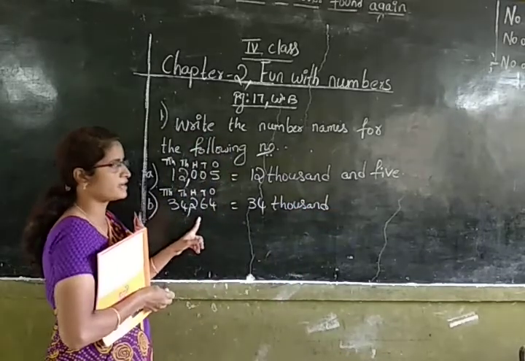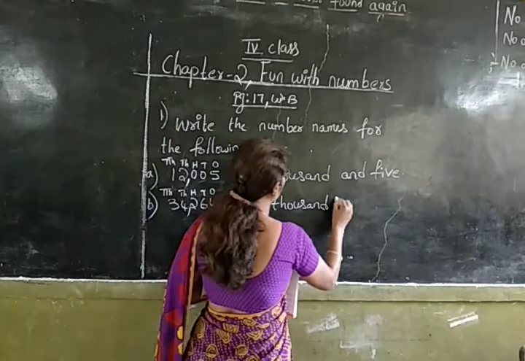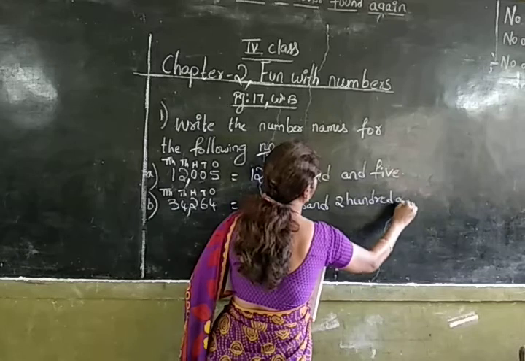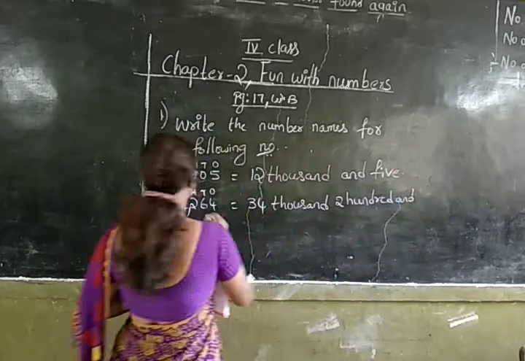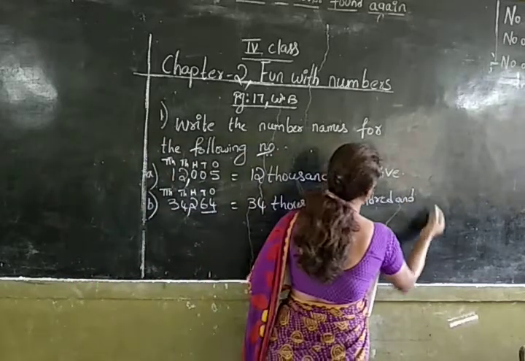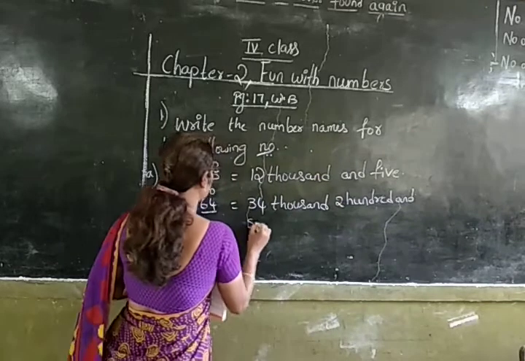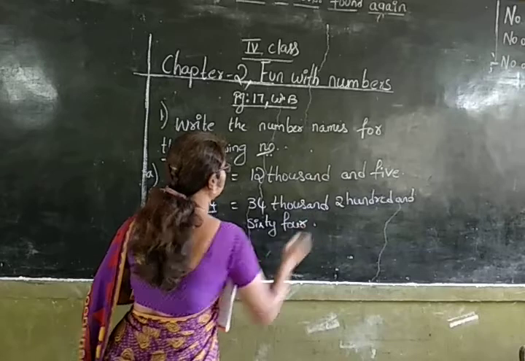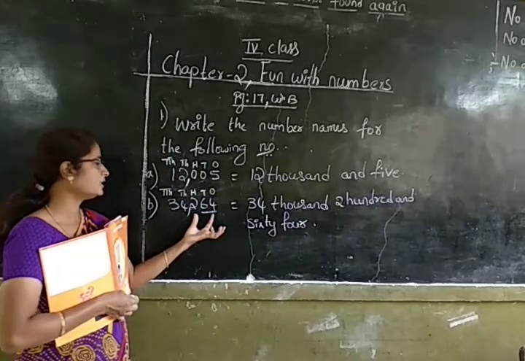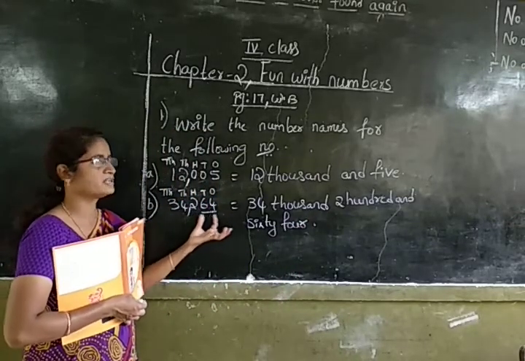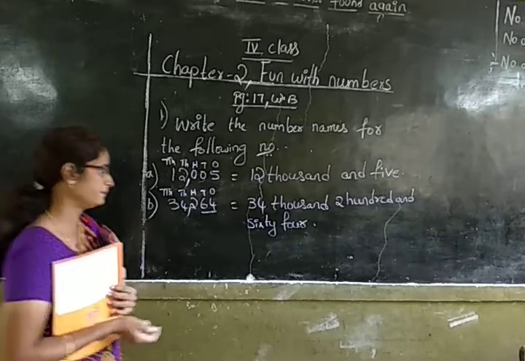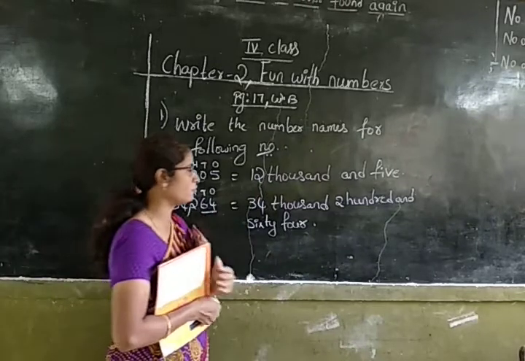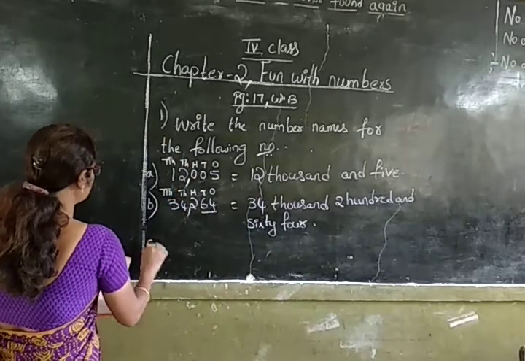In hundreds place we are having 2. So 34,264. You have to read the last two digits in tens place and ones place together. So I have written it as 64.